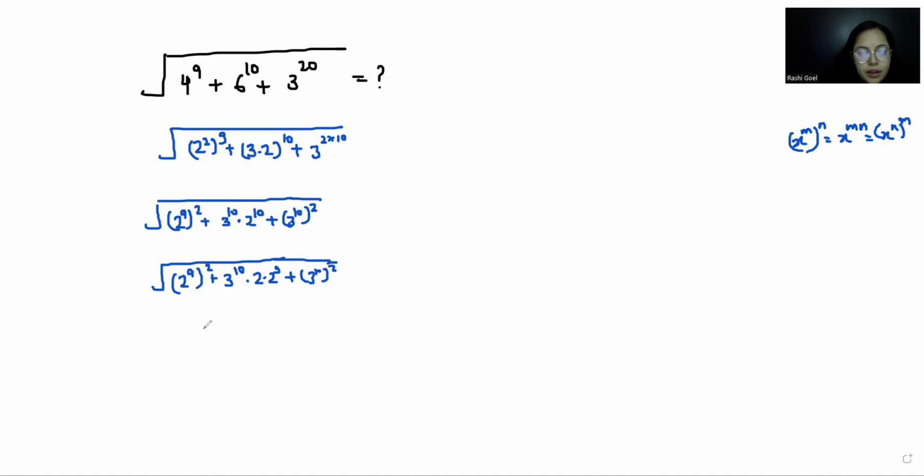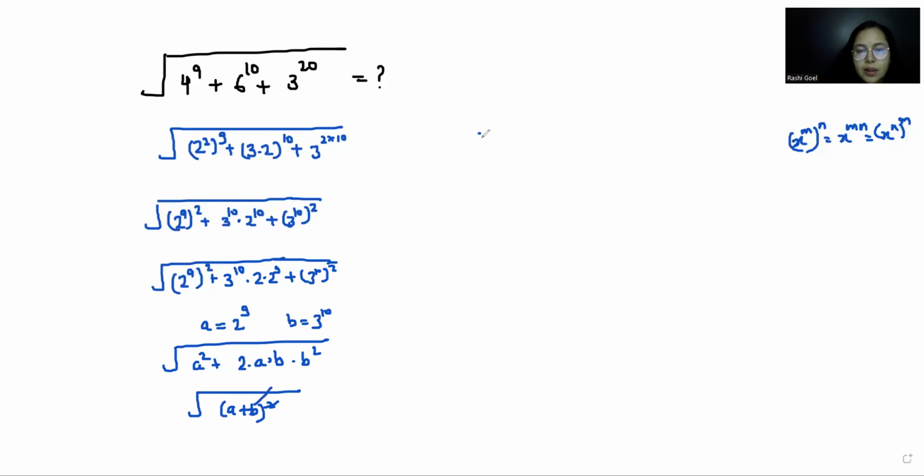Now I am taking the substitution A as 2^9 and B as 3^10. So if we replace this, A squared plus this is 2 times A times B, this is B squared. Now it becomes a very famous identity, that is (A + B) whole squared. With the help of this, the square root eliminates.